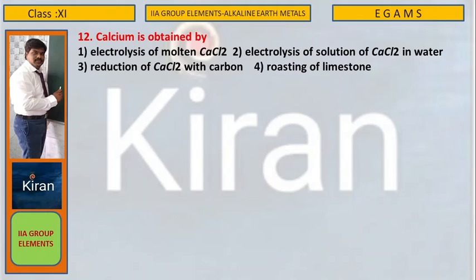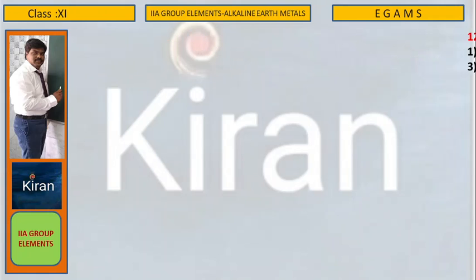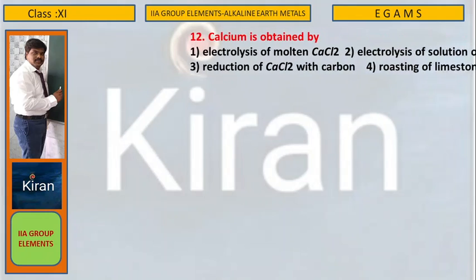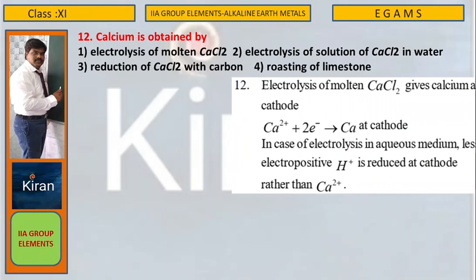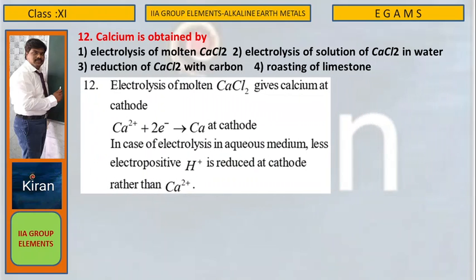First one only go to the right answer, that is electrolysis of molten CaCl2. Molten CaCl2, first option. Coming to the 13th question. This is the explanation regarding the 12th question. Electrolysis of molten CaCl2 gives calcium at cathode and chlorine at anode.